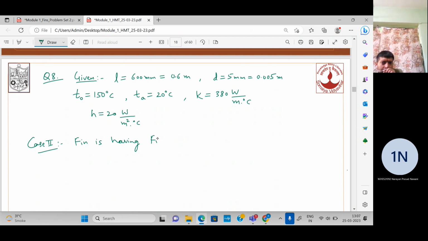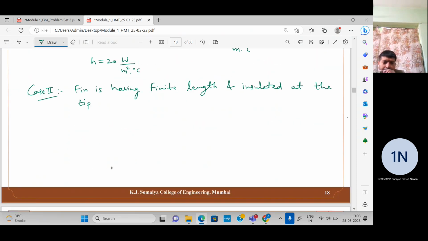The fin is having finite length and insulated at the tip. Okay, so let's apply the expression for calculating heat dissipation.